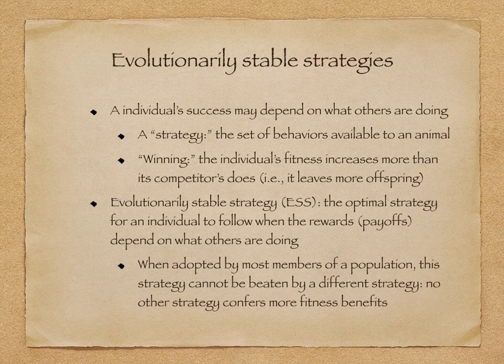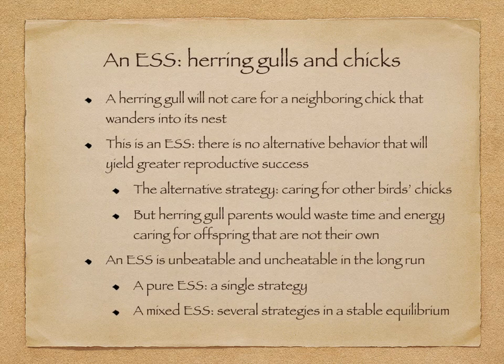This is what's called an evolutionarily stable strategy, or an ESS. An evolutionary stable strategy is one in which a group of animals that adopt that strategy or a group of strategies, no other strategy can enter and be more successful. Okay, so the strategy is basically the set of behaviors that's available to an animal. Winning is that their fitness increases. Okay, so evolutionary stable strategy is the optimal strategy for an individual to follow when rewards depend on what others are doing. So the herring gulls and chicks is an ESS.